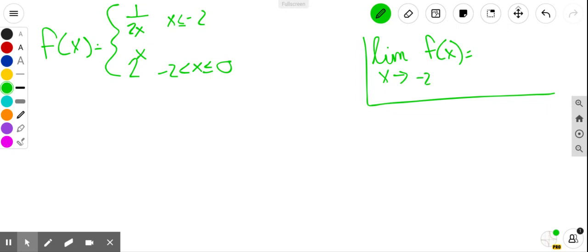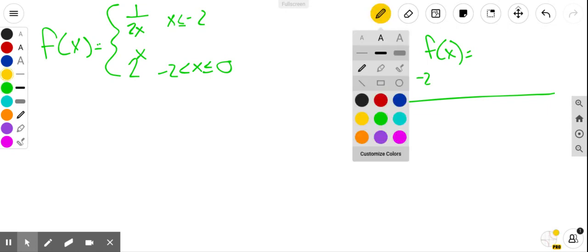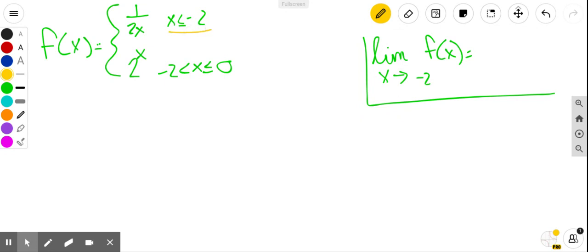Here we have f of x written in the green. It's the piecewise function of 1 over 2x when x is less than or equal to negative 2, or 2 to the x when negative 2 is less than x, which is less than or equal to 0, which is just this part right here. Because these parts just tell me what part of the equation you're going to use based off of the x values. That's why these are written in terms of x right there.